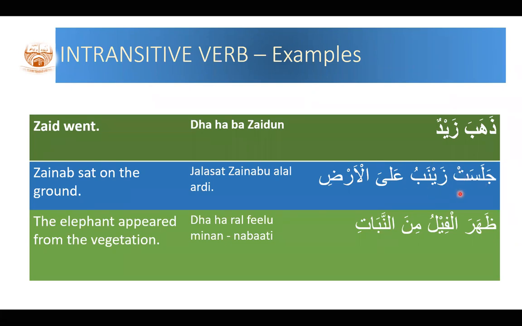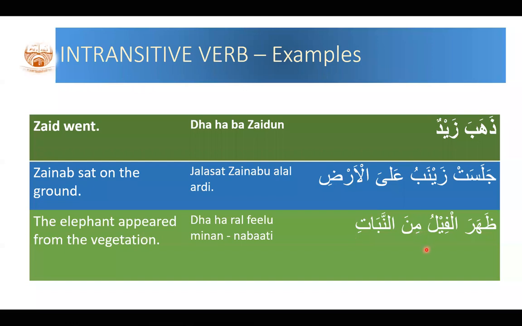Yes, we may speak in a colloquial language and say, for instance, "Zaid went masjid." You say it like that, but really there is a preposition. It's really supposed to be "Zaid went to the mosque." Understand? He went to the school. Zainab sat on the floor. We don't say "Zainab sat the floor." So therefore, we need only a verb with the subject for it to make complete sense.